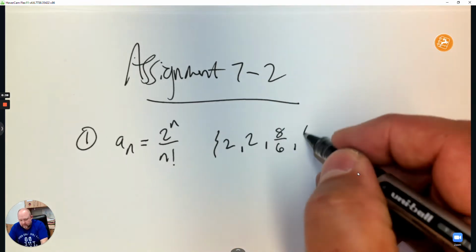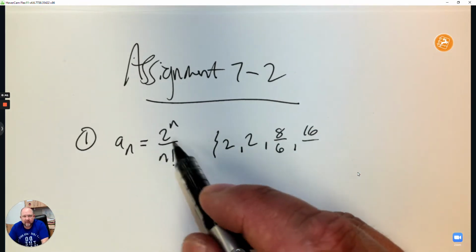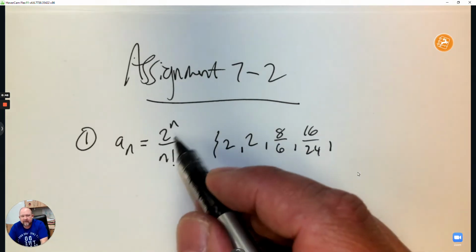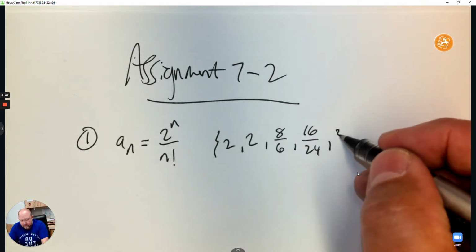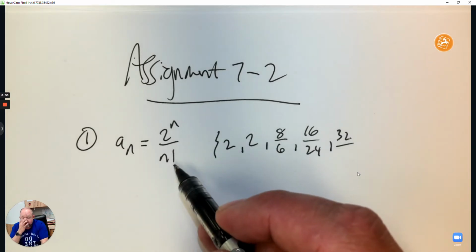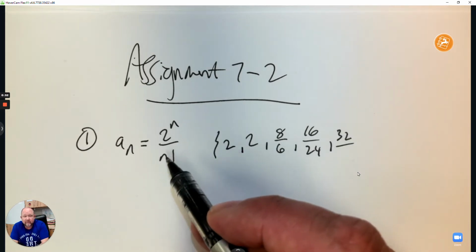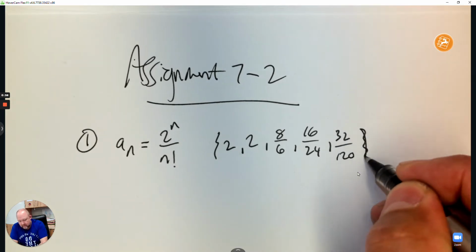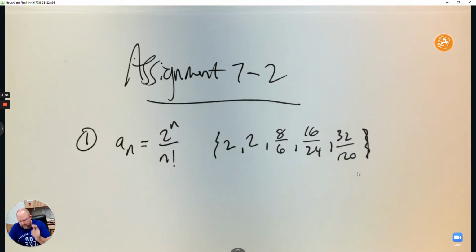4, 2 to the 4, over 4 times 3 times 2 times 1. And then 5. 2 to the 5 is 32, over 5 times 4 times 3 times 2 times 1. And you have it. I think. Yeah.